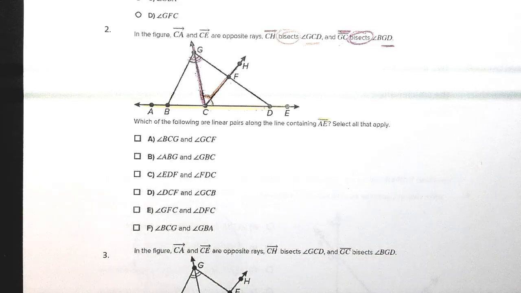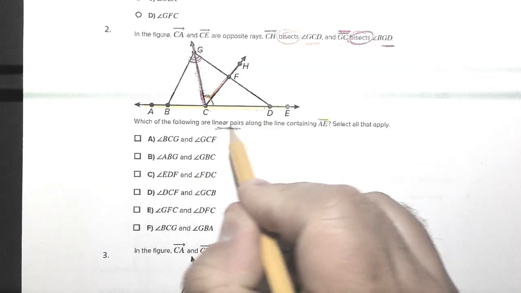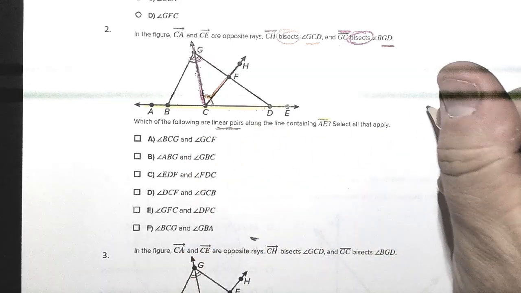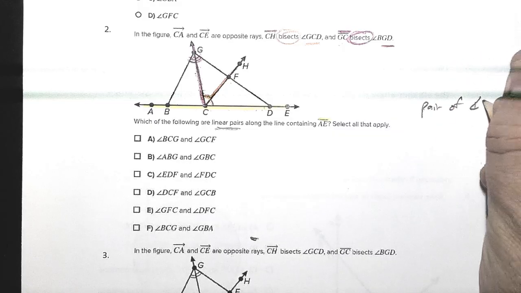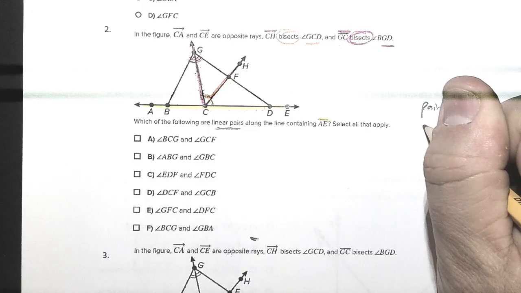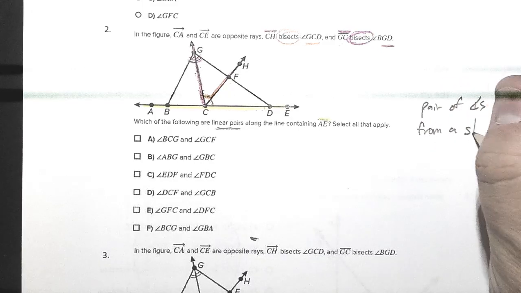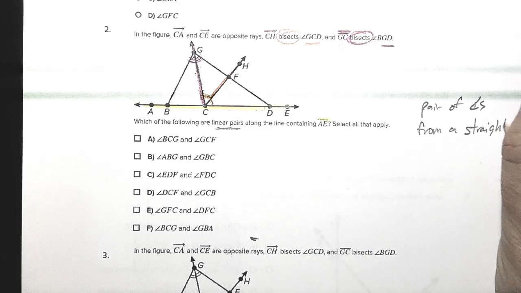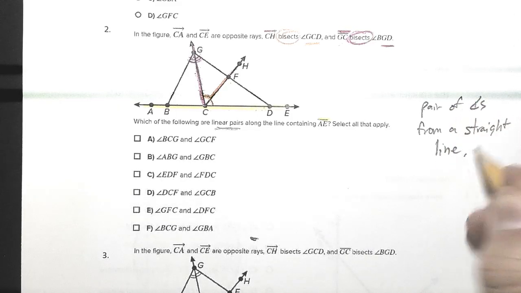Well, you can see the line is highlighted. So remember, linear pair. In case you can't remember, a linear pair means it's a pair of angles from a straight line. We'll say straight angle or straight line. So being linear.